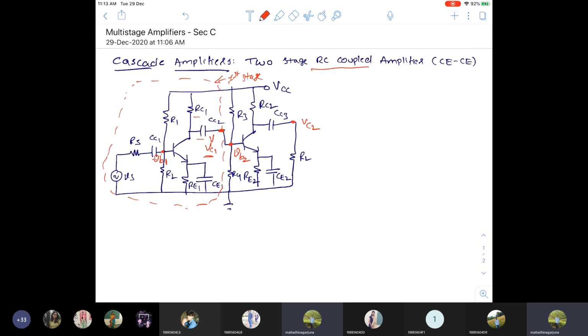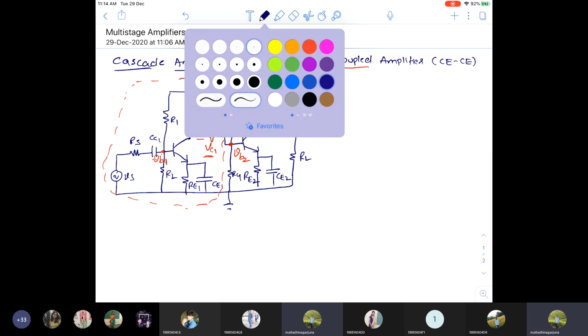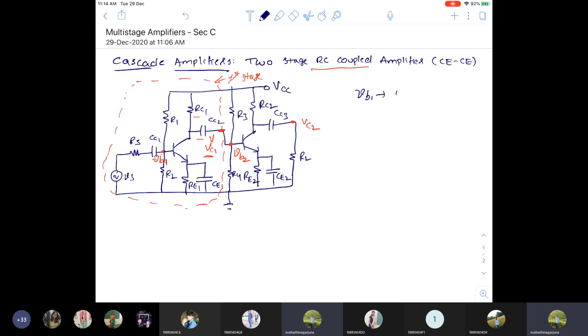We know that R1, R2 resistors are used as voltage divider bias network and apply the constant voltage to the base. Whatever we discussed about the single stage amplifier, same operation, no change. Only thing is that was a single stage, and here we are connecting multi-stage amplifiers. That is the only difference. Now this is the two-stage RC coupled amplifier. So let me write it here. VB1 is the input of the first stage.